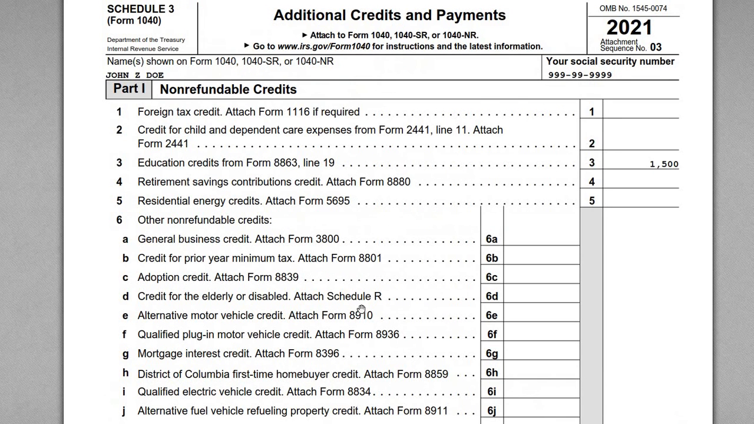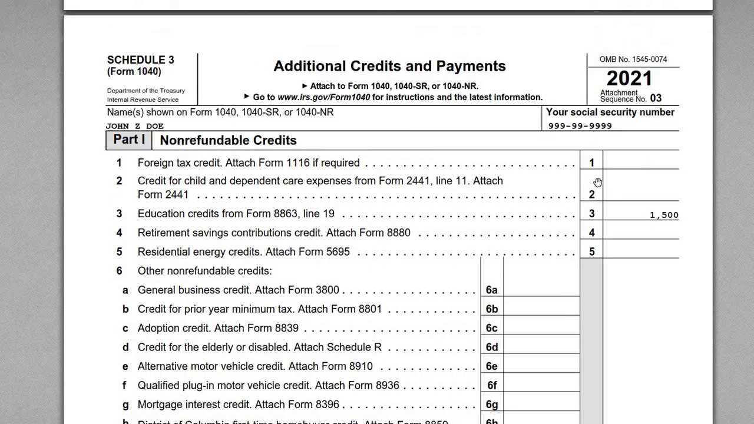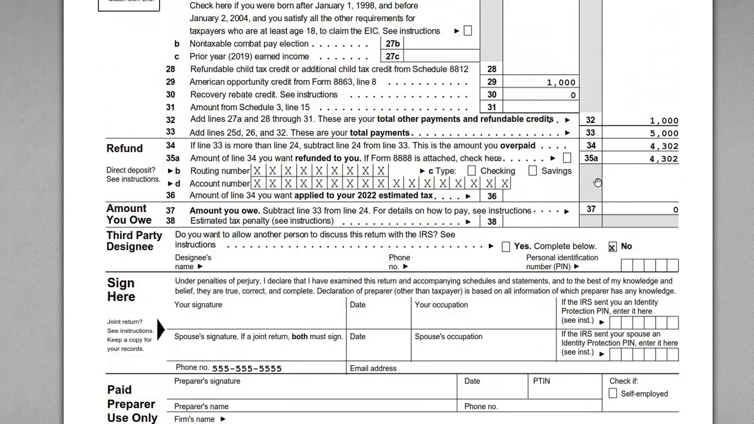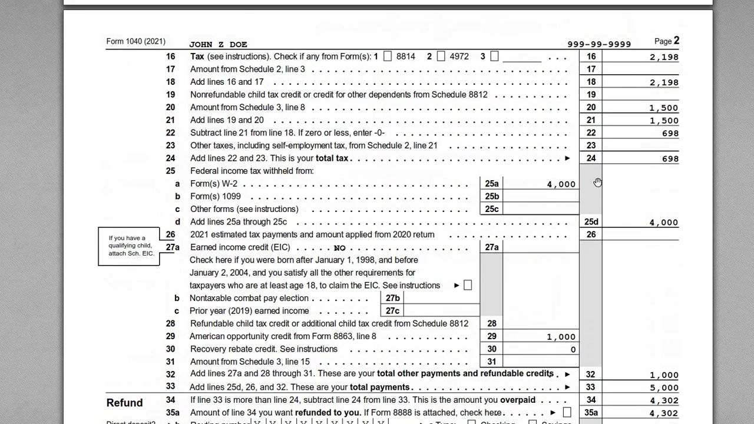Well, the first place is on Schedule 3, where we have the education credit flowing from 8863. This is the non-refundable portion. So $1,500 is going to be taken as a credit, dollar for dollar, against John's tax liability. But it can't reduce or push his tax liability into a refund position, right? It's only non-refundable.